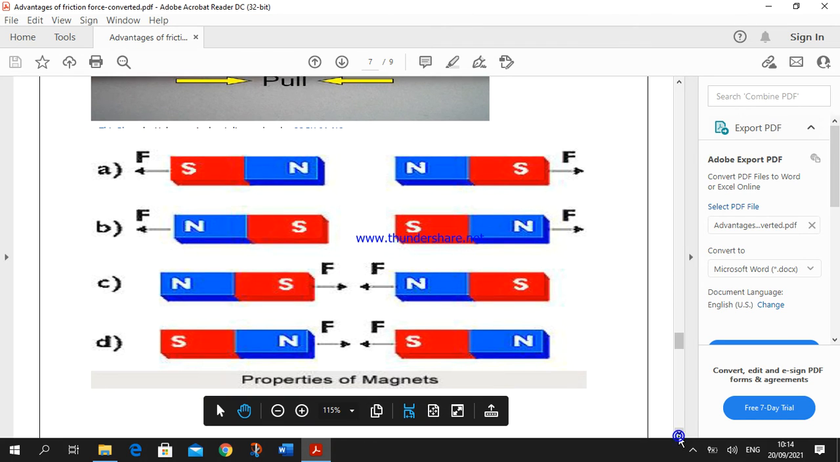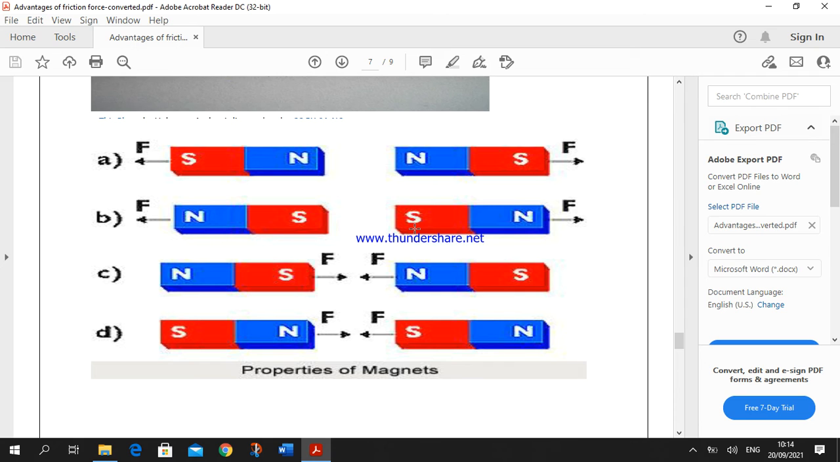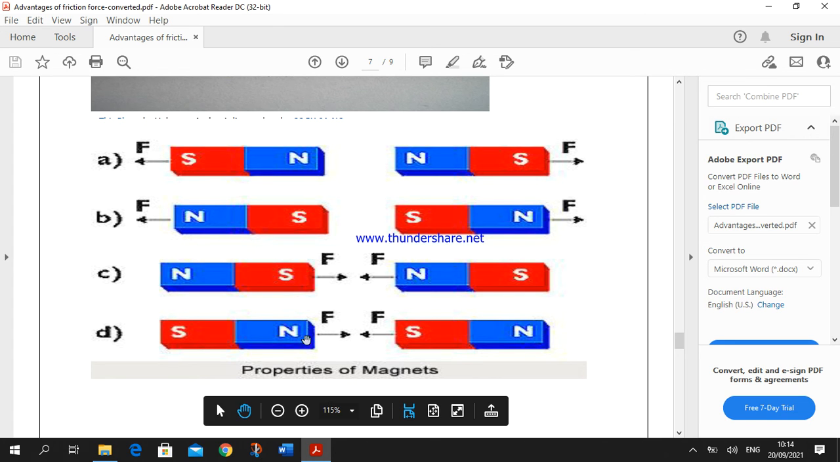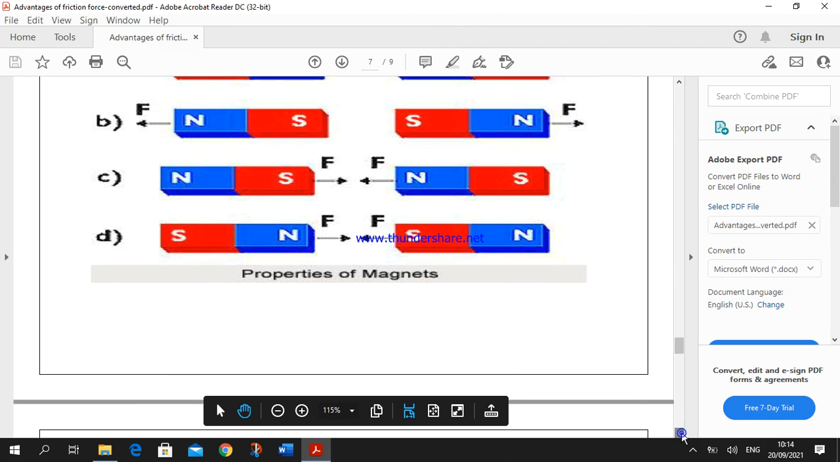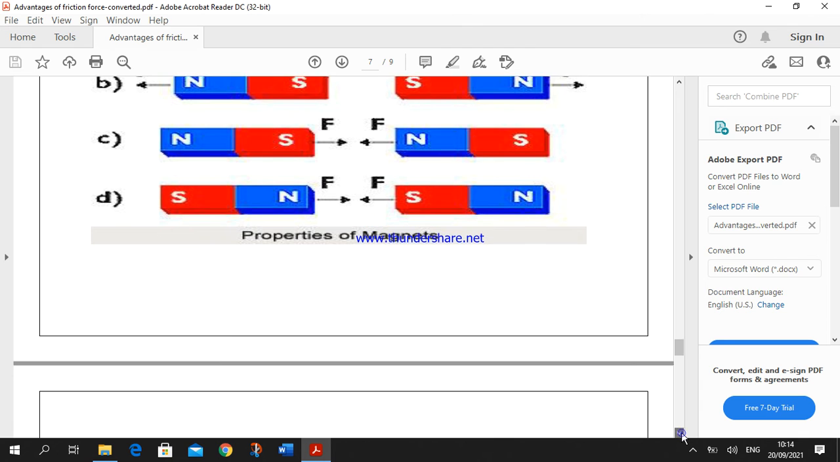In this diagram, north pole with north pole repel each other. South pole and south pole repel each other because they are similar poles. But south pole and north pole attract each other. North pole and south pole also attract each other because they are different poles. So we have a rule: like or similar poles repel each other, while unlike or different poles attract each other.